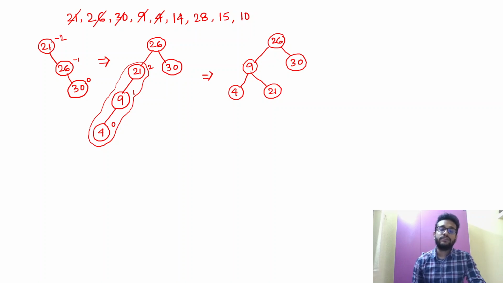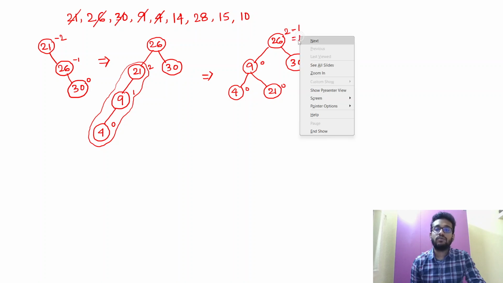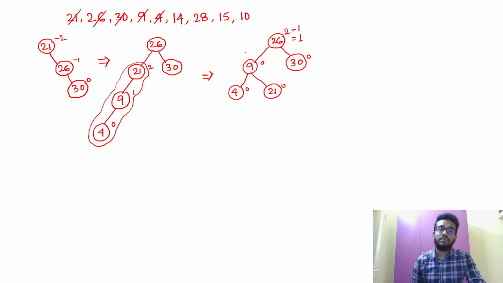Okay, now try to insert the next value. Oh, before that you have to find the balance factor. So for the 4 it is 0, for the 21 it is 0, for the 9 it is 0, you already know, because 1 minus 1 it is 0, and for the 30 it is 0, and for the 26, take the 4 or the 9 or 21, whatever you want to take, that is 2, minus the right hand side is only 30, it is 1, so it is only 1. Okay, so still it is balanced.